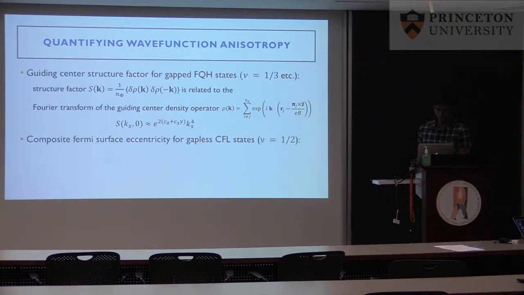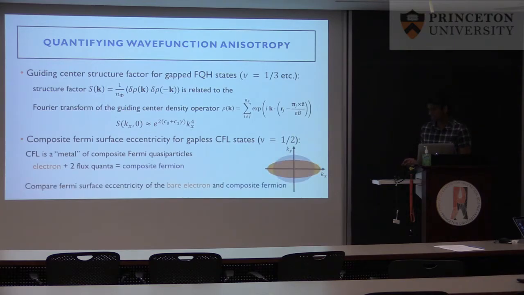Just to mention, in gapless states such as the CFL, which are not the focus of this talk, we can actually probe the composite Fermi surface, which has a different shape than the bare Fermi surface, and that allows us to calculate the response to anisotropy.